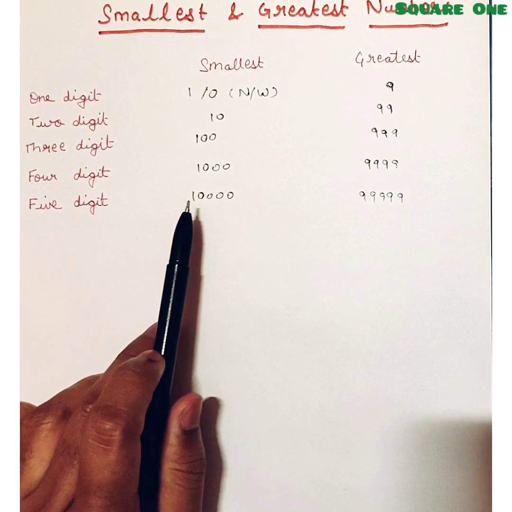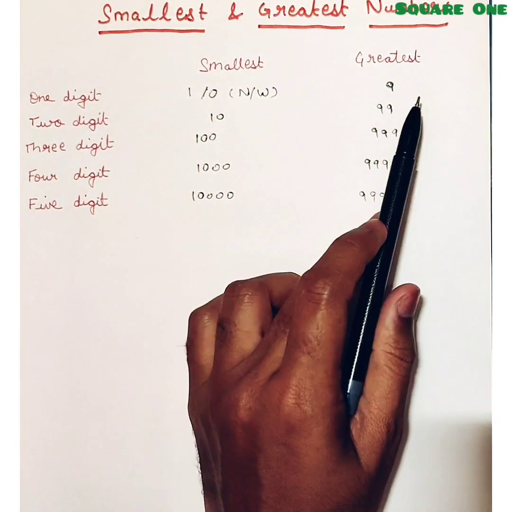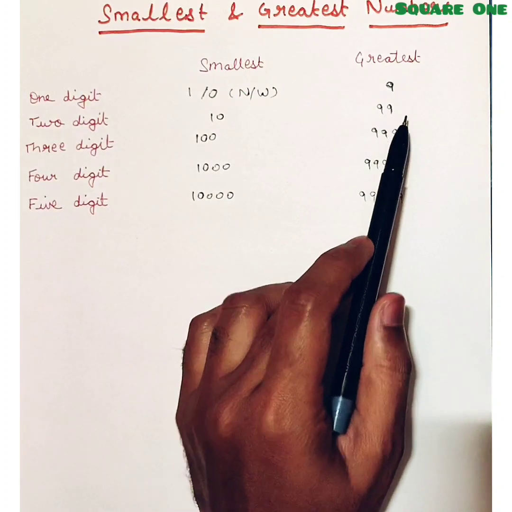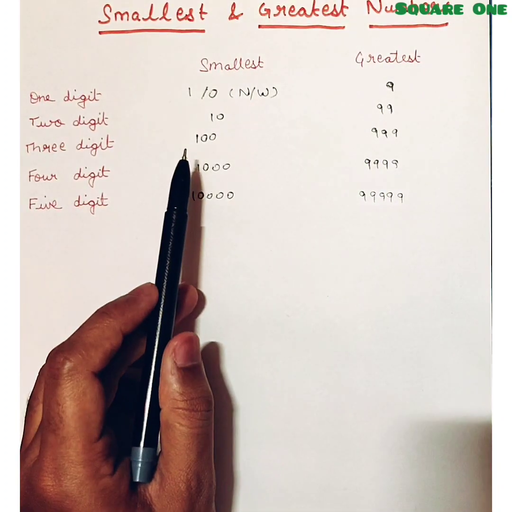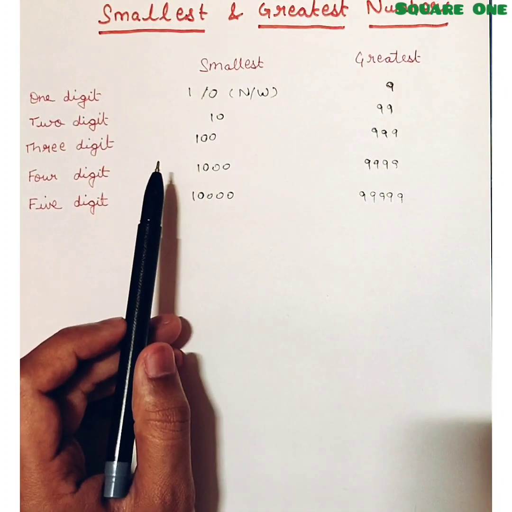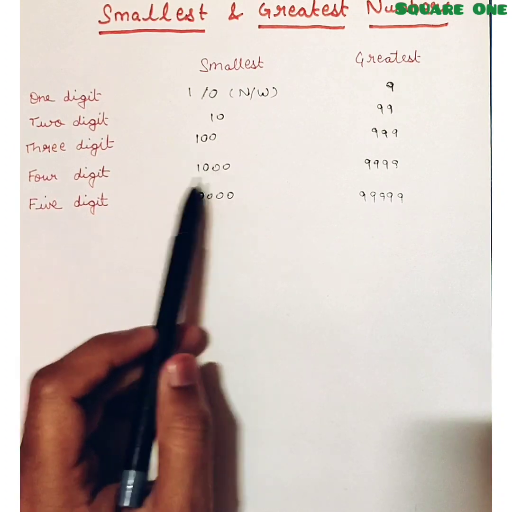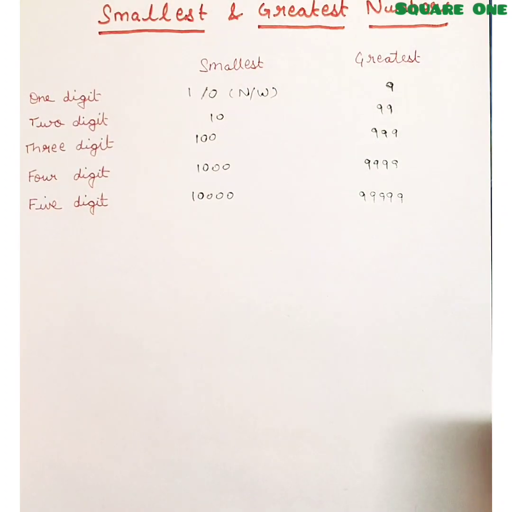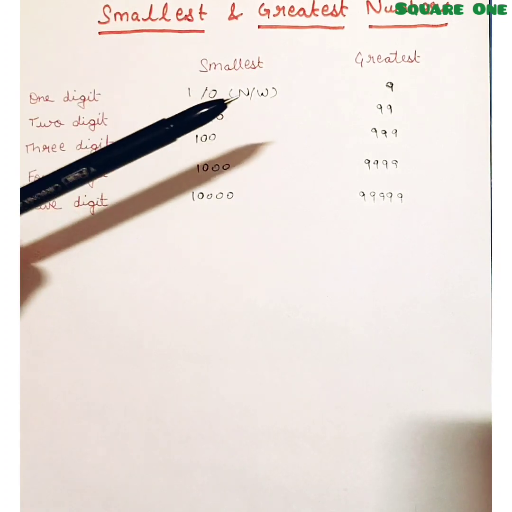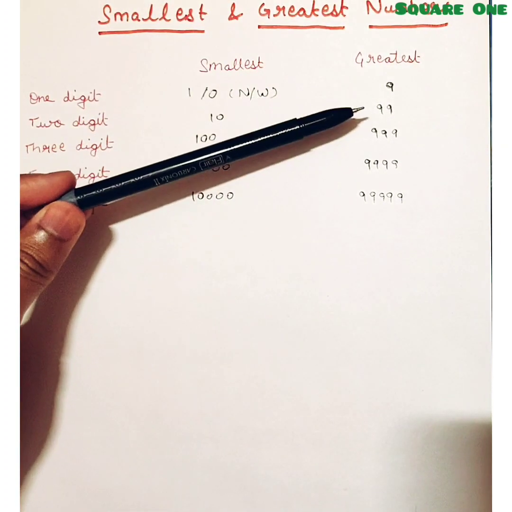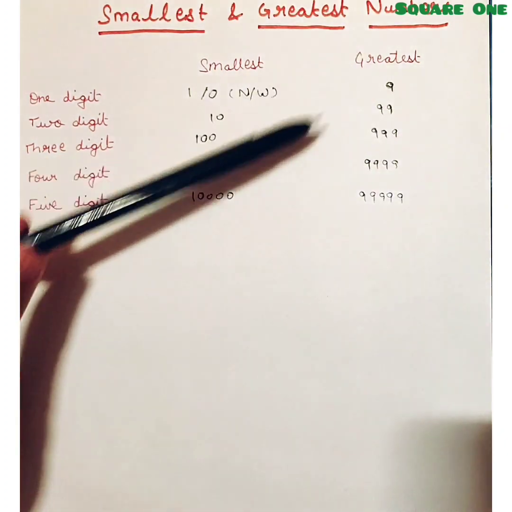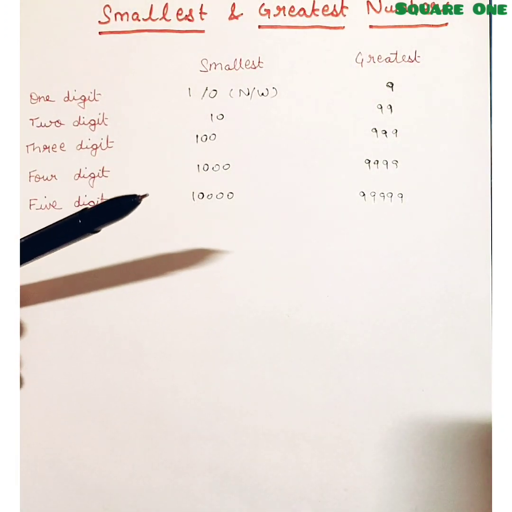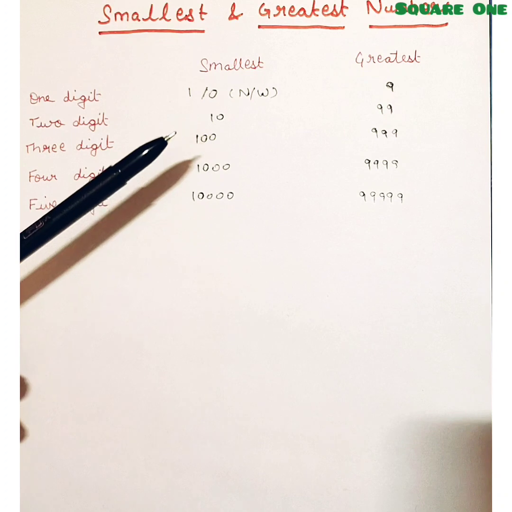So we see that if we keep adding 1 to the greatest 1-digit number or to the greatest 2-digit number, we get the next number, which will be the smallest number of the next digit count. Okay, so we have seen that this forms a kind of pattern. The greatest numbers will be in the form of 9, 99, 999, so they will be made up of 9s, and the smallest numbers will be something like 1, 10, 100, 1000, and 10,000.